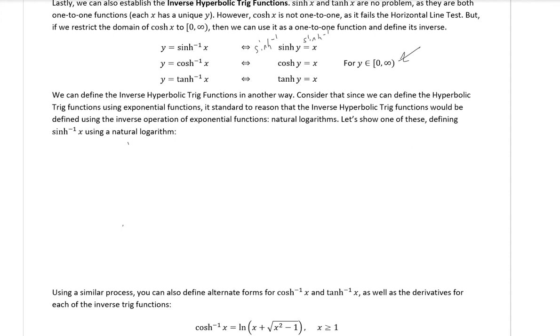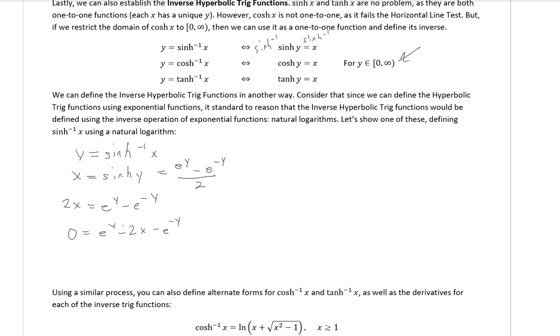Okay, so the way that we're going to start with this is that we have y equals sinh inverse of x, and we know that this is defined as x equaling sinh of y. And we can take this sinh of y and expand it out using the fact that we know that sinh of y is e to the y minus e to the negative y all over 2. Then what we can do is multiply that 2 to the other side to get 2x equal to e to the y minus e to the negative y, and then move everything to the one side. So we get 0 equal to e to the y minus 2x minus e to the negative y.